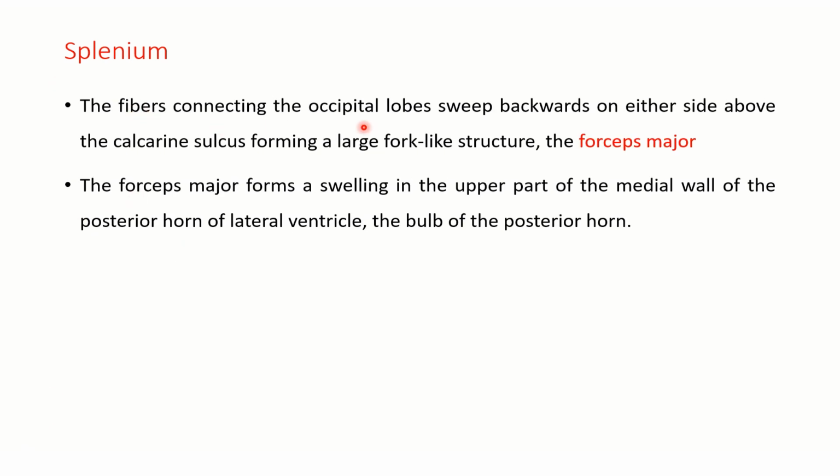So the fibers connecting the occipital lobes sweep backwards on either side above the calcarine sulcus, forming a large fork-like structure called forceps major. This forms a swelling in the upper part of the medial wall of the posterior horn of the lateral ventricle, which is the bulb of the posterior horn. So forceps major forms a round elevation in the medial wall of the posterior horn of the lateral ventricle.